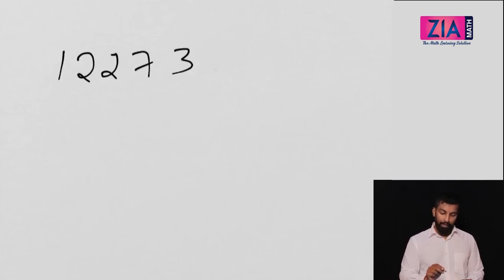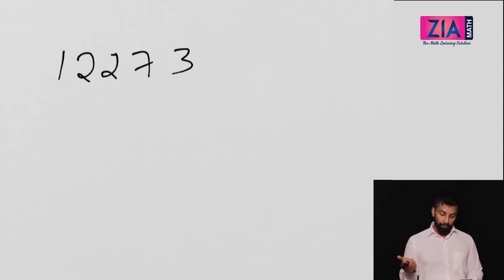Now what if you are not able to make it into perfect triplets? Let's take an example. 12 to 73. See, all these are randomly taken. Okay, like this you can also make questions. You know the concept, you can make questions now.